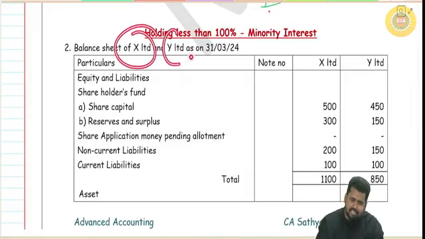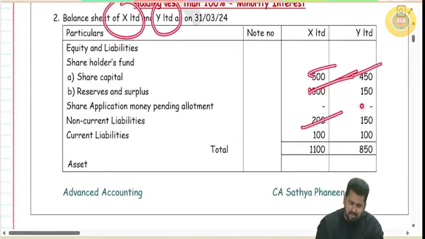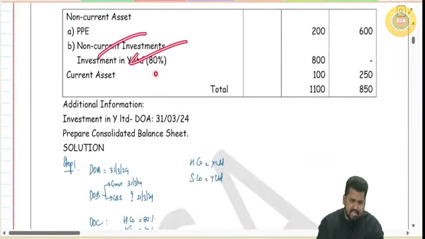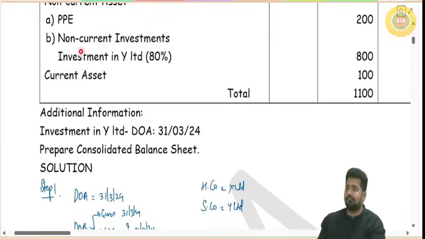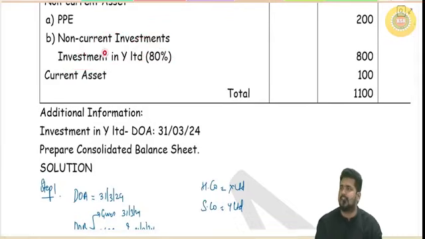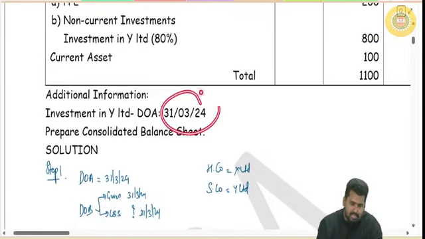Okay, balance sheet of X Limited, Y Limited. They have given all the values this time, everything they have given. Clear? Now the question is, investment made in what company? Subsidiary companies only, 80%, which means 20% is held by outsiders. Yes or no?